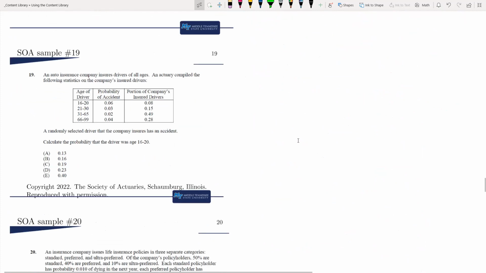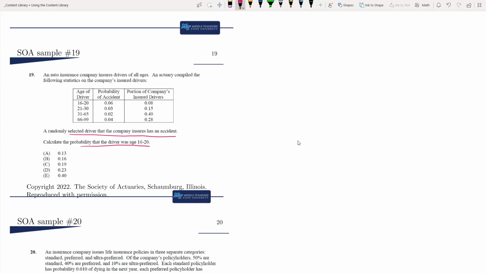Let's do an example problem. So this one says an auto insurance company insures drivers of all ages and actually compiled the following statistics on the company's insured drivers. So you have 16 to 20, 21 to 30, all the way up to 99 years old, then the probability of accident, and portion of company insured drivers. So the question says a randomly selected driver that the company insures has an accident. Then calculate the probability that the driver was age 16 to 20.